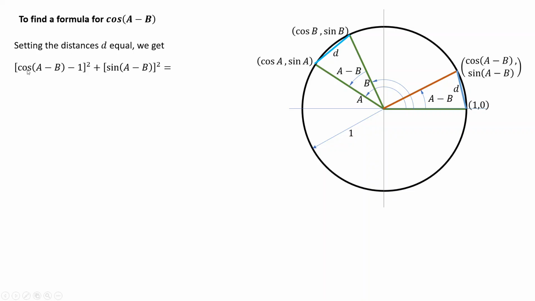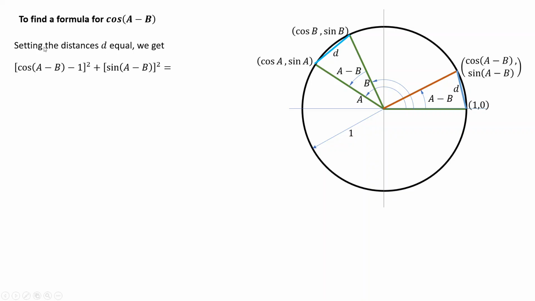So first, let's say cosine of A minus B, let's think of that as x1, minus x2. x2 is this x coordinate, which is 1. So cosine of A minus B minus 1 would be x1 minus x2, the quantity squared, plus y1 minus y2. y1 is sine of A minus B and y2 is just 0. So that is sine of A minus B, the quantity squared. So if I put a square root on this one, that's how I would have d.